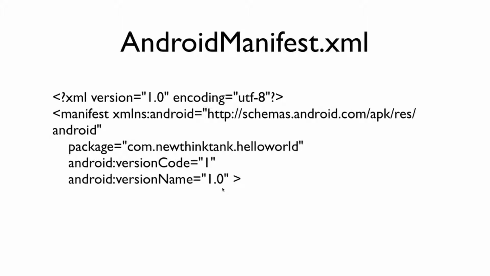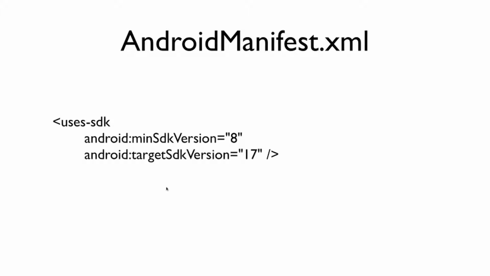And then here finally is the app version that would be displayed to a user if you'd want to do that. Now the uses SDK is going to define both the minimum as well as the maximum SDK version that's going to be required on a device to be able to run your app. And whenever you're defining this, you should always make sure that you set minimum. Otherwise, it's going to default to 1, which is probably going to cause all kinds of crashes.